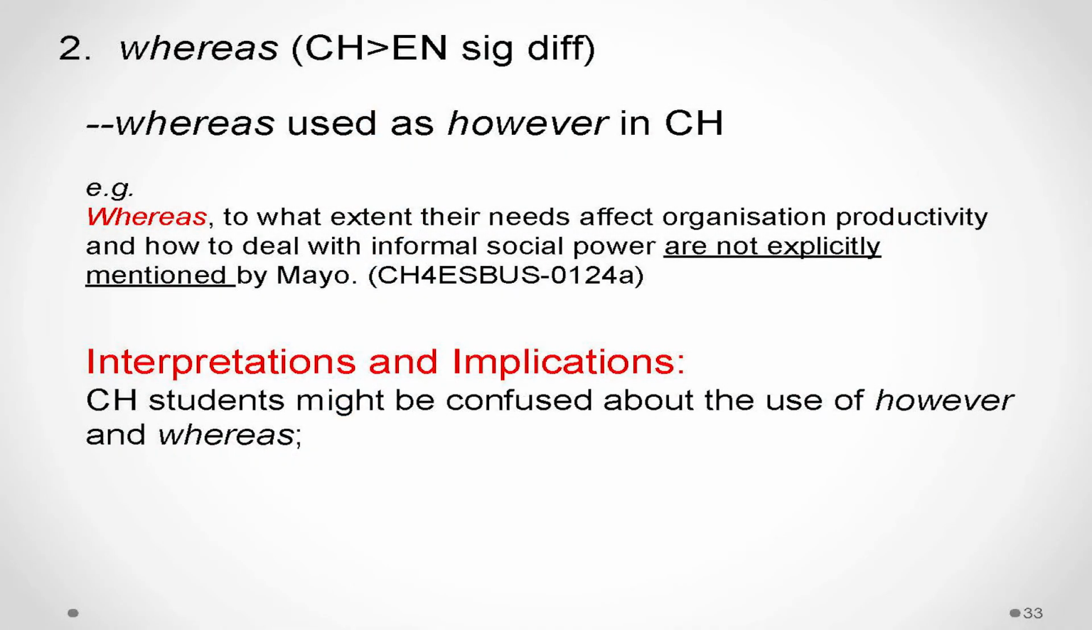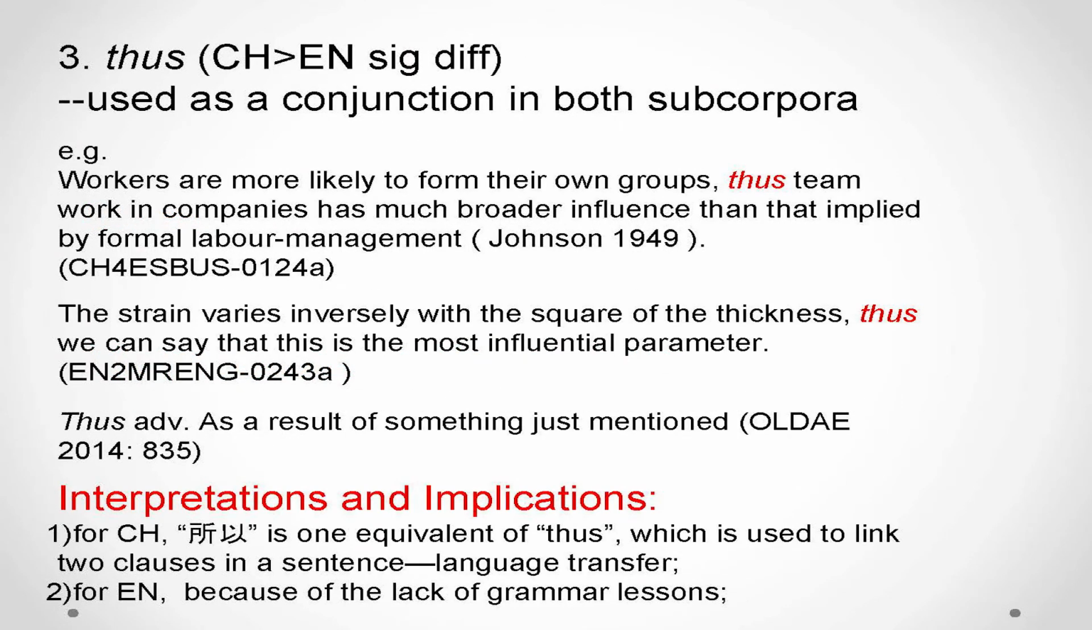Chinese students use it significantly more than English students in their texts. And we found whereas was used as however in Chinese texts, as the example shows, with a comma after it. So we see Chinese students might be confused about the use of however and whereas. And then we have the item thus. In both subcorpora, thus was used as a conjunction to link two clauses within a sentence, as the example shows.